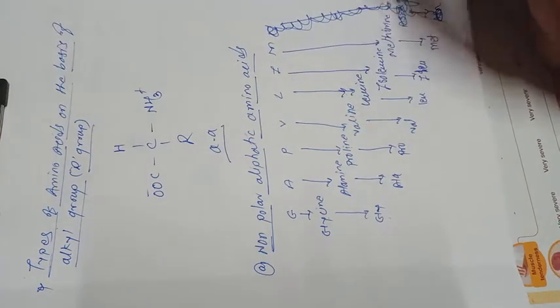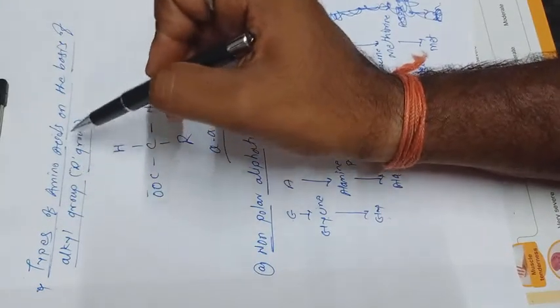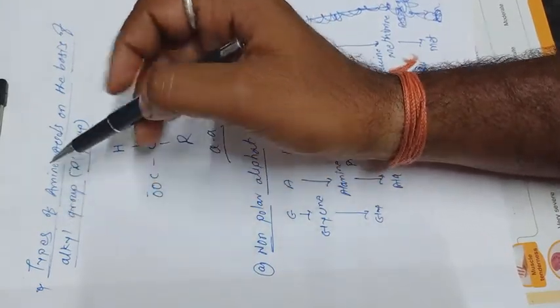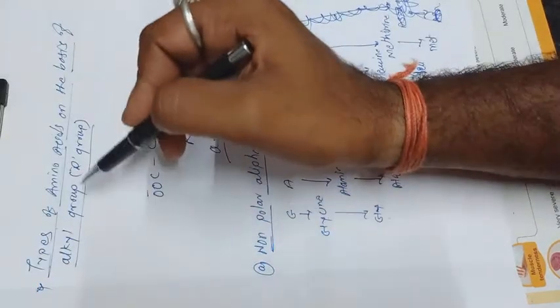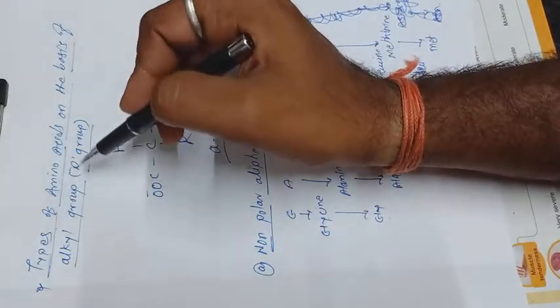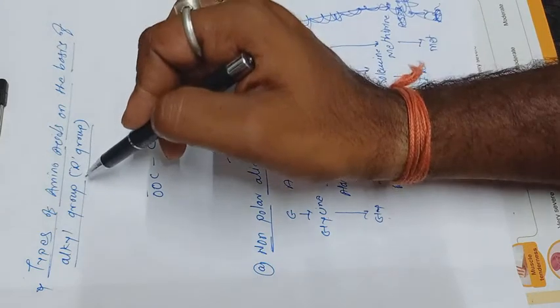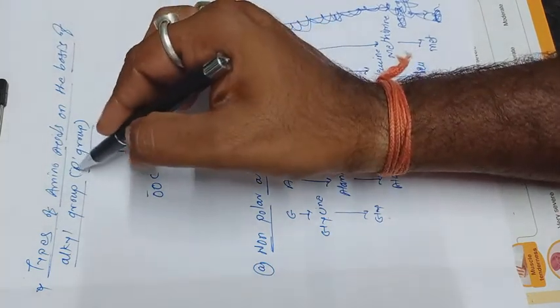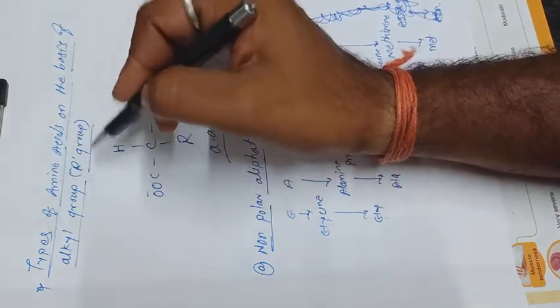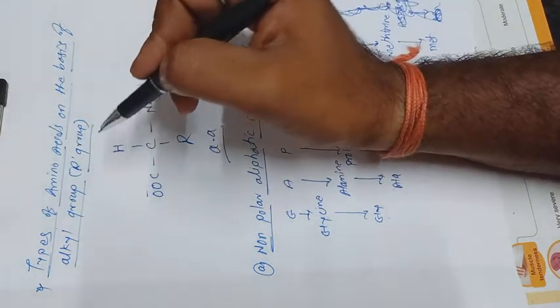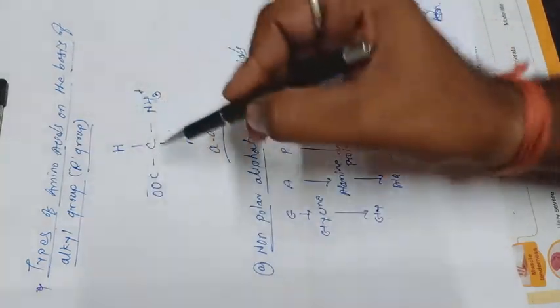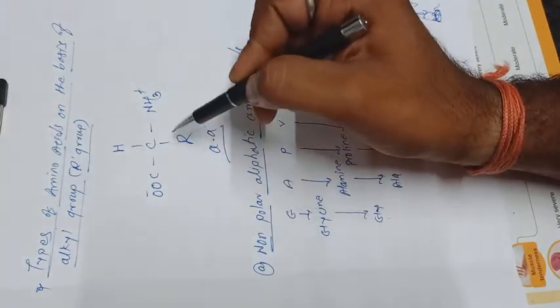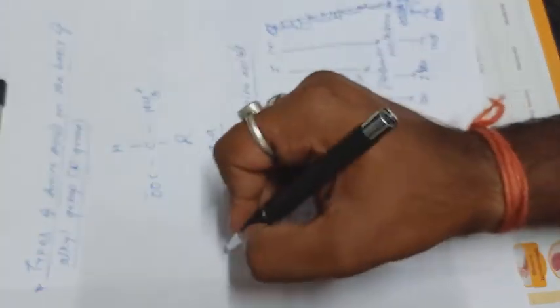Hello students, today we are going to discuss the types of amino acids on the basis of the alkyl group or R group. In the last lecture we already discussed the basic structure of amino acid. There is no change in the basic structure of amino acid, only the R group or alkyl group changes. On the basis of the R group, the amino acids are classified into the 20 standard amino acids.